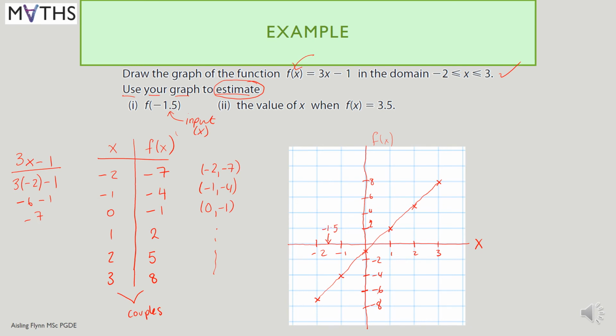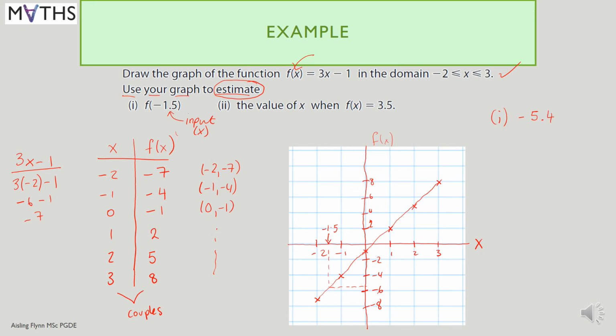Now to find the corresponding output is what we've been asked to do. You use a series of vertical and horizontal lines with your function that you've drawn. So show this to the examiner. This is where I got my answer. And I am getting an answer between minus 4 and minus 6. It's after minus 5. My answer to part 1, I'm going to say it's minus 5.4.